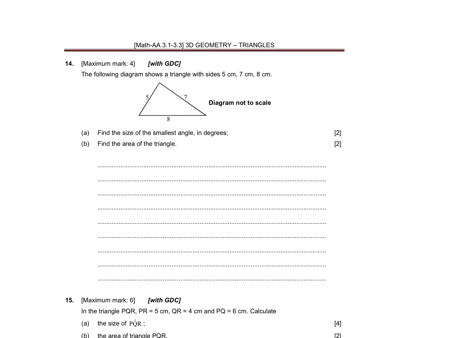All right, 14. We've got this triangle. Find the size of the smallest angle. That's here. And then we want the area. So this is C, this is little c. So we're going to have cosine C equals 7 squared plus 8 squared minus 5 squared over 2 times 7 times 8, which ends up being, when you take the inverse cosine, 38.2 degrees.